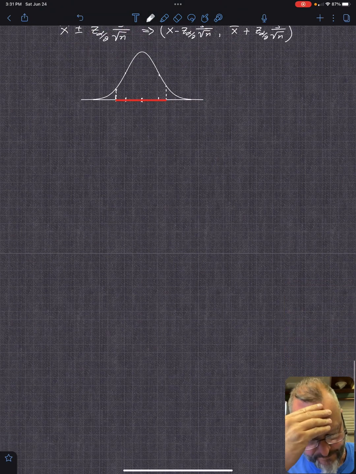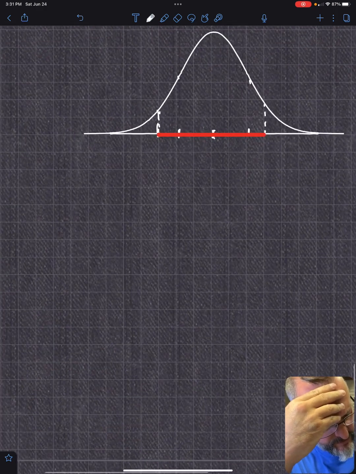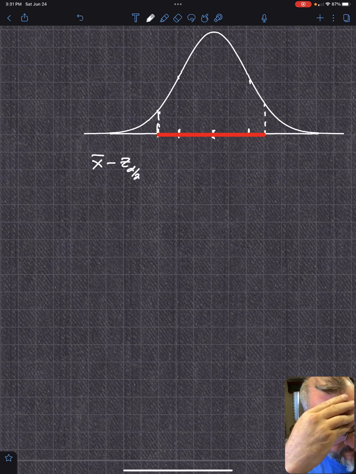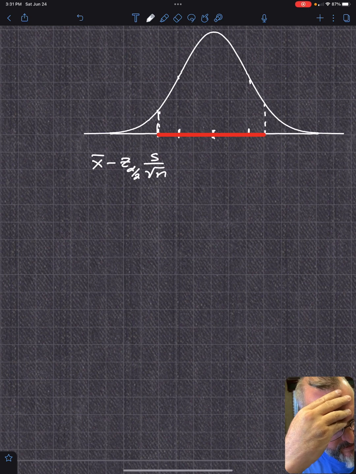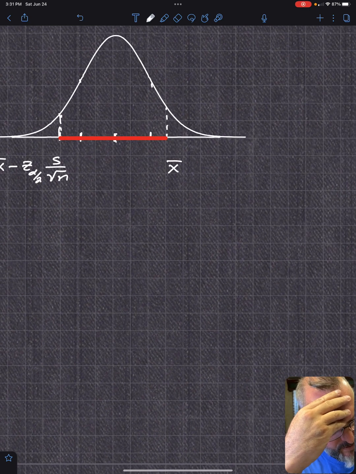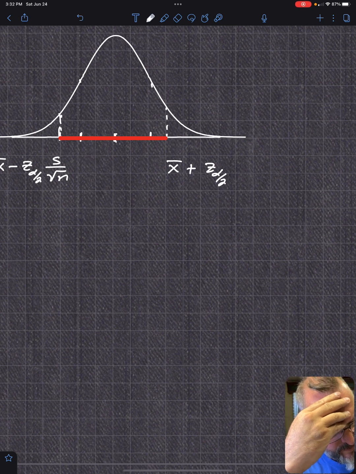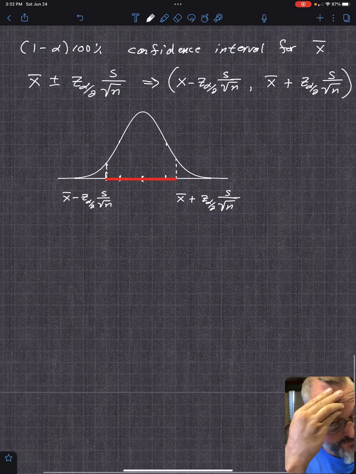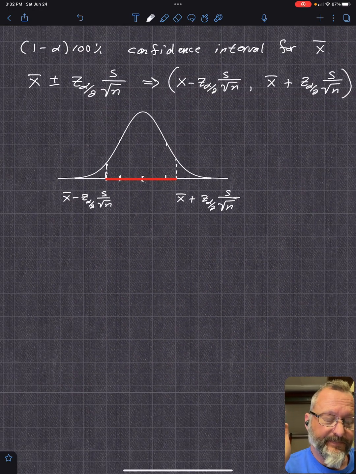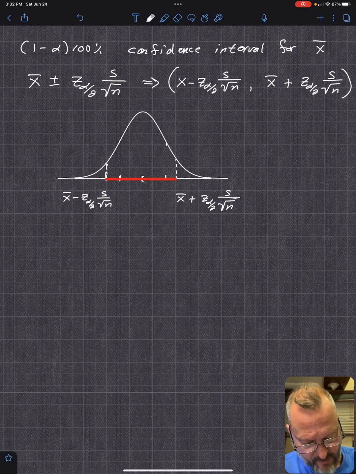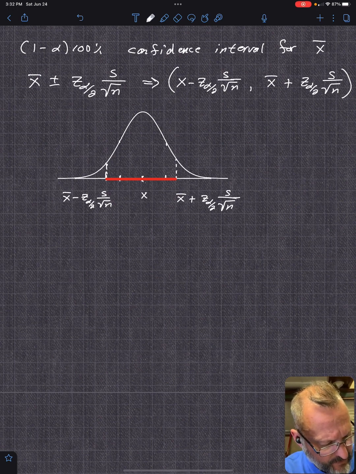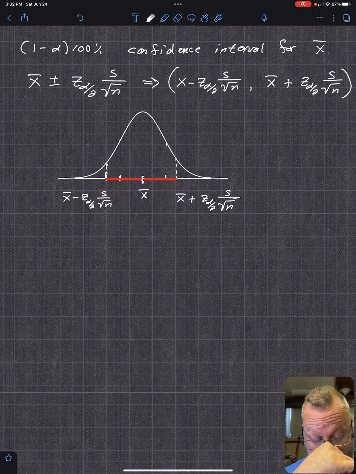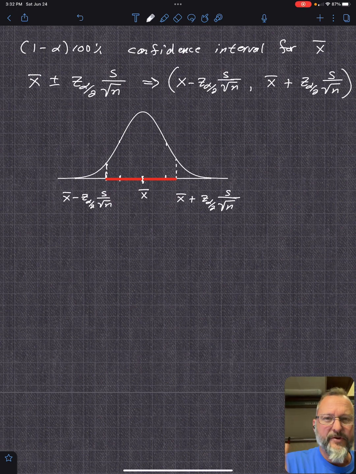All right, so this is your X bar minus Z sub alpha over 2, S over root n, and then to here is X bar plus Z sub alpha over 2, S over root n. I should point out some places they'll use sigma here. In practice, it's really hard to use sigma. In the middle, this is your X bar. Well, the middle you can assume is mu or X bar, but we don't know if it's really that.